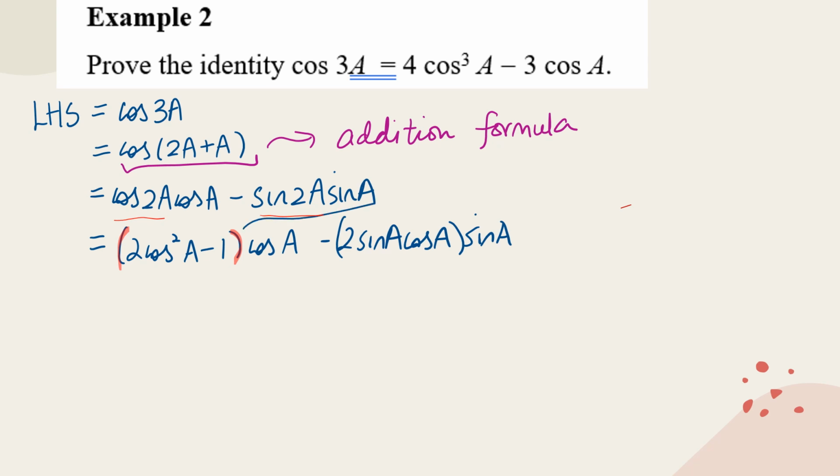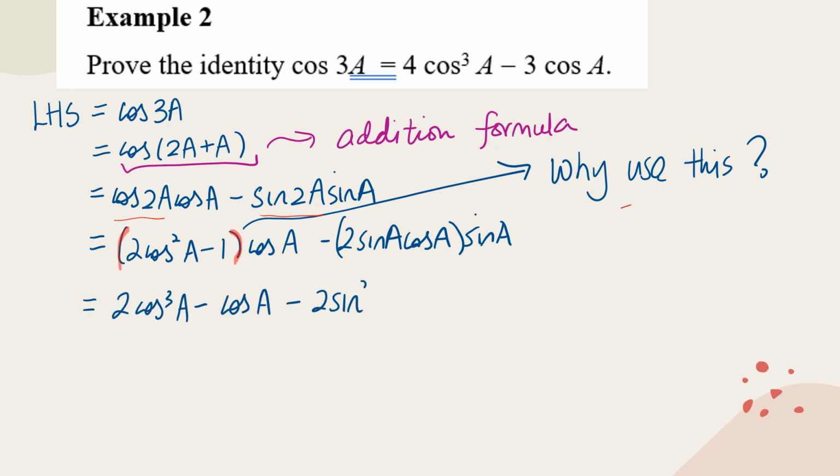Okay, so what's the next step? Yes, so why do we use 2 cos squared a minus 1? Yes, of course you can go on to use 1 minus 2 sine squared a also. But I will not advise you to use cos squared a minus sine squared a, because I think it's more confusing. So try not to use that, unless you really have to use it.